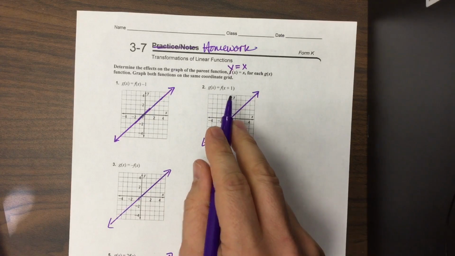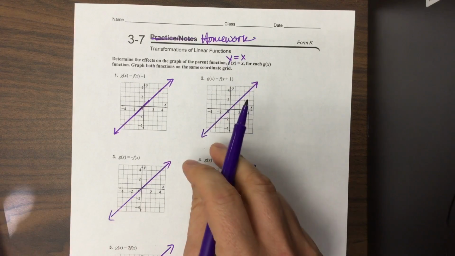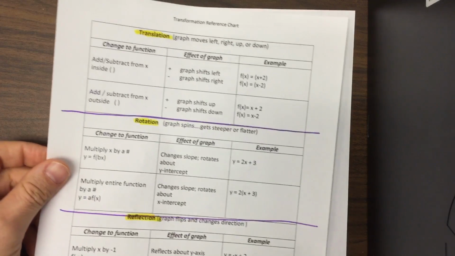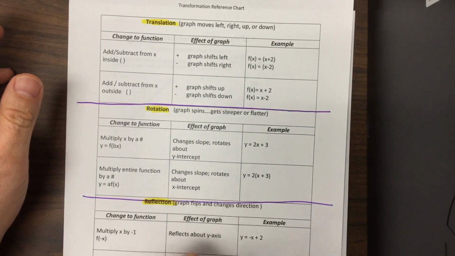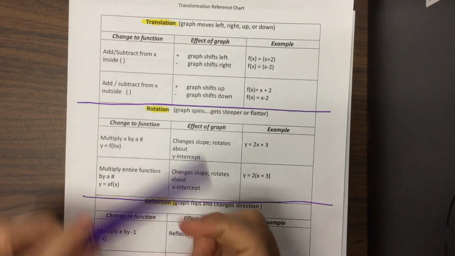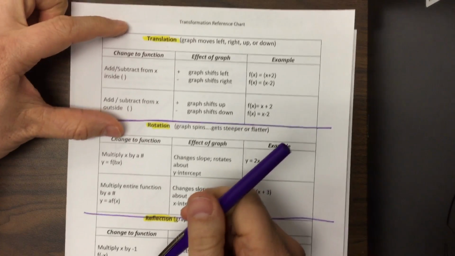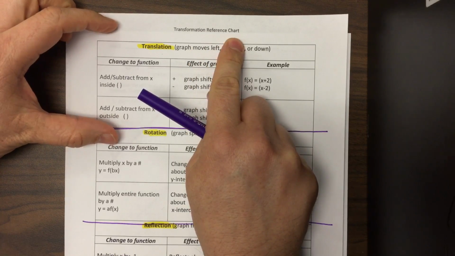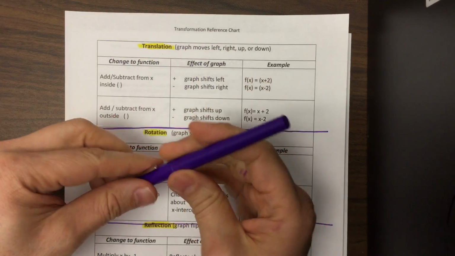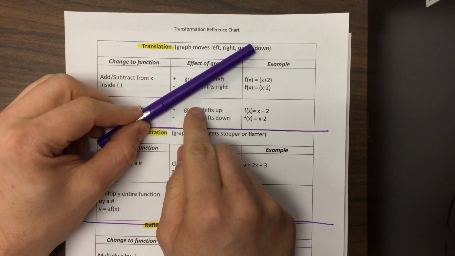Okay, there is a lot to this as we went over in class, but I'm going to give you a quick review. Basically, the big picture is there's only three different things that we're talking about. One of them is this top section of the transformation reference chart. You got this in class. If not, you can get it online. It should be attached right below this video.